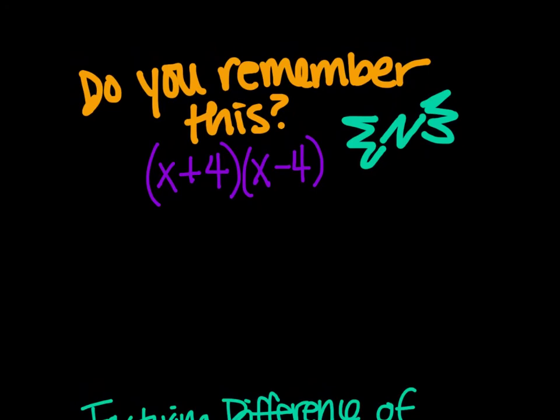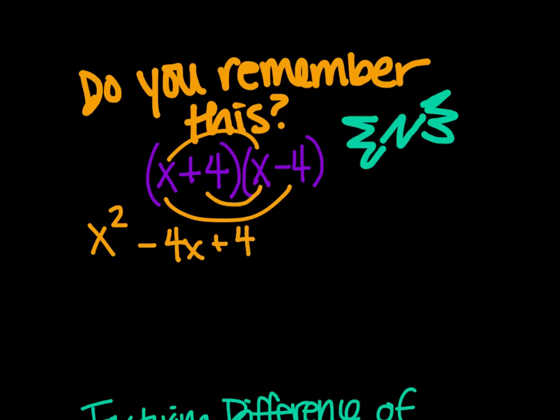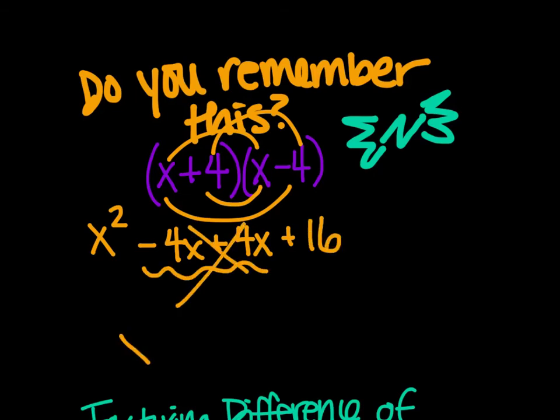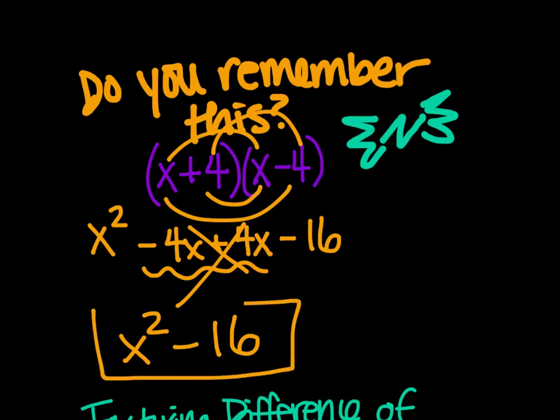Do you remember this situation where we have x plus 4, x minus 4, and if we were to do FOIL on it, x times x is x squared, x times a negative 4 is negative 4x, inside terms 4x, and that's a positive one, and then 4 times 4 is 16. Looking at these, they cancel out, they disappear, so we have x squared plus 16. Or, sorry, that's not a plus 16, it should be a minus 16, because 4 times a negative 4 equals negative 16. So there we go. We have x squared minus 16.